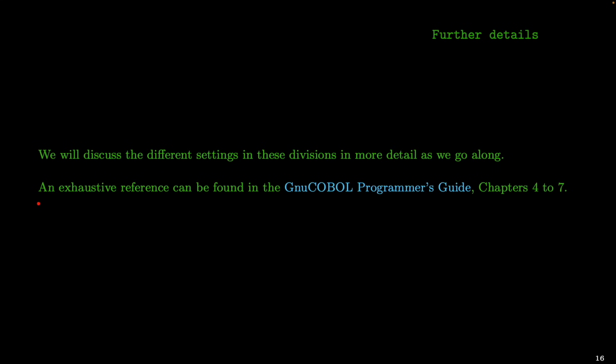Now, a very exhaustive reference for these divisions can be found in chapters 4 to 7 of the GNU COBOL Programmer's Guide, which you find on the website of GNU COBOL, and I will also put a link to it in the description box. This is a very, very exhaustive reference. It's a bit dry, but actually quite good. So if you're really interested in COBOL, it is a good place to look up stuff.